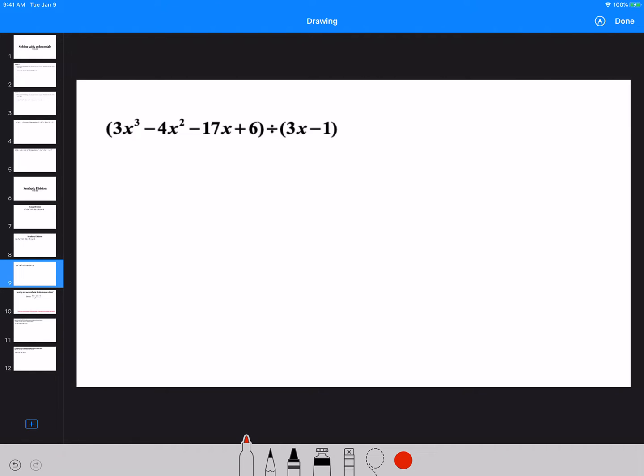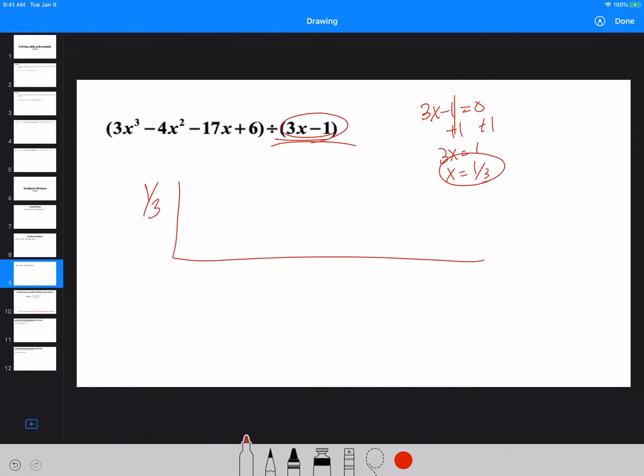Now, for the synthetic division here, you have 3x minus 1. Now, what does that mean? You still have to solve this for a 0. Plus 1, x is equal to 1/3. Do I have to put a 1/3? Yes, unfortunately you do. So even if they give you something like this, I know that's not really a favorable case, but you will have to end up doing 3, -4, -17, and 6 like this.